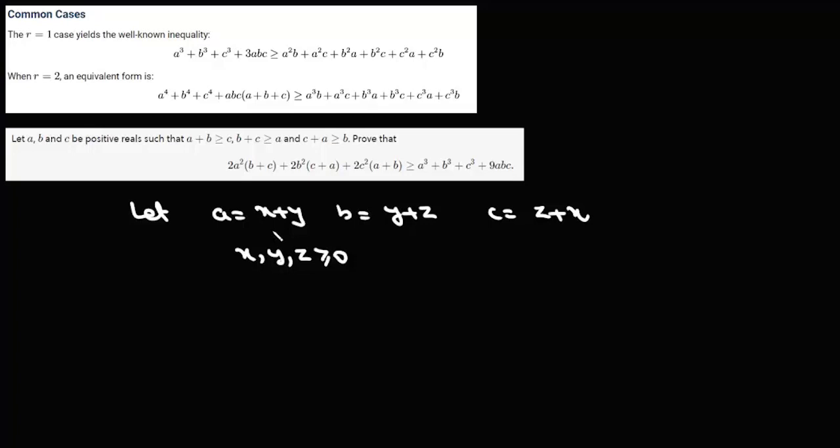Now if we substitute the values of a, b, c here, then we can write this is 2, and then x plus y square, and b plus c is x plus y plus 2z.